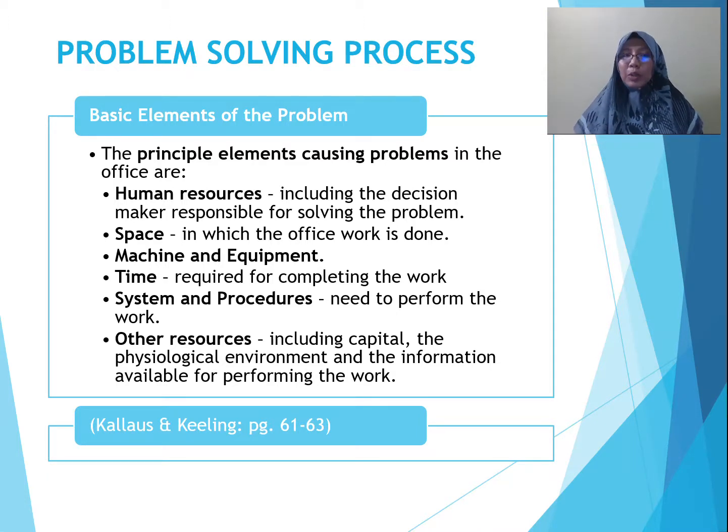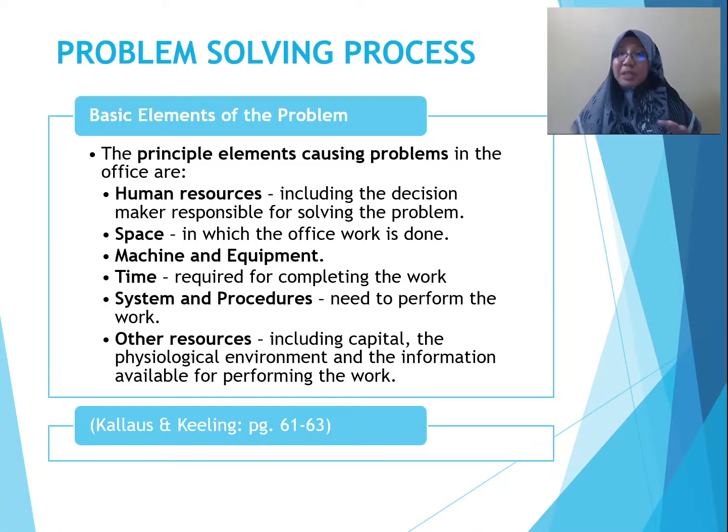So you need to know the principal elements causing problems in the office are six. The first one is the human resources itself. For example, it includes the decision maker responsible for solving the problem. For example, the AOM is responsible to solve the problem, to make a decision on how to solve the problem. Okay. Number 2 is the space in which the office work is done.